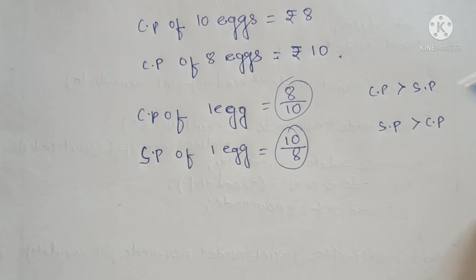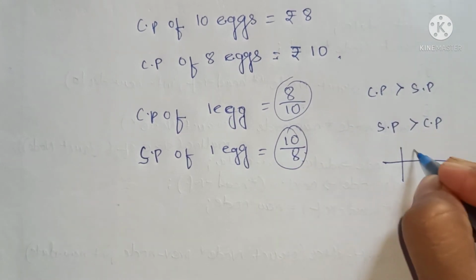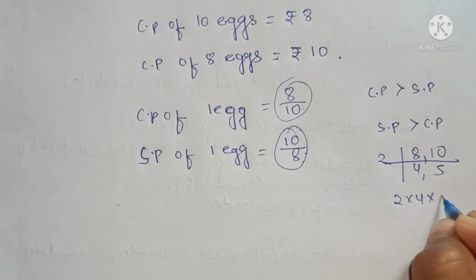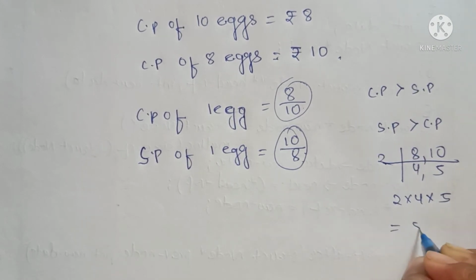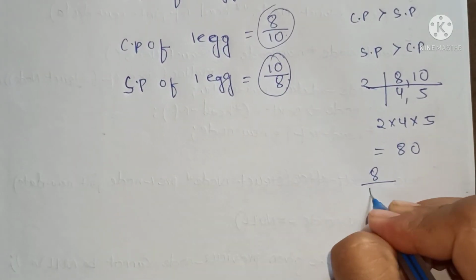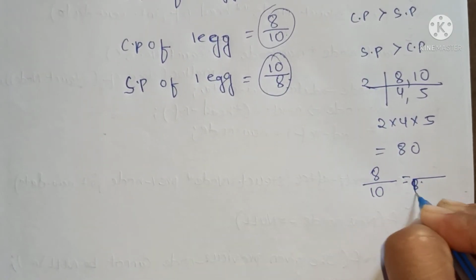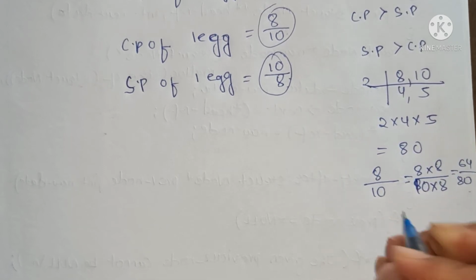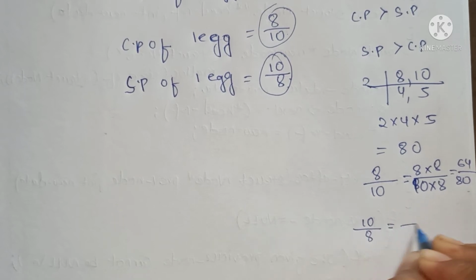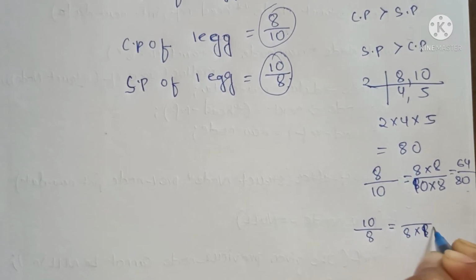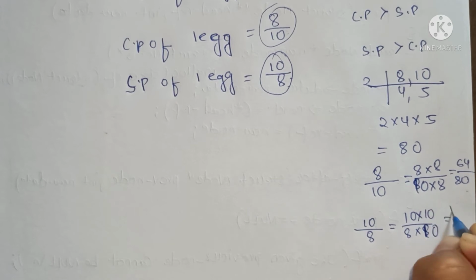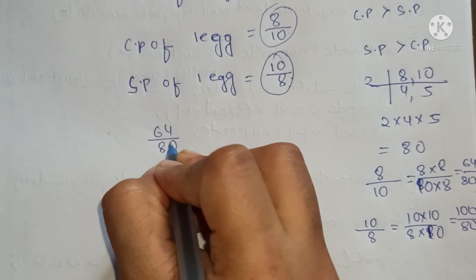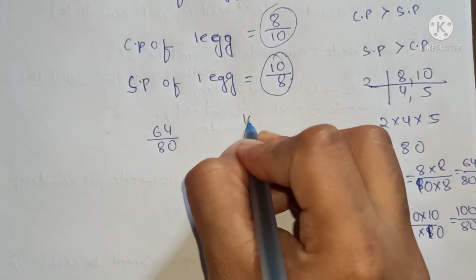How can we compare? If the denominators are not the same, we have to make them the same and then we can compare them, right? So the LCM will be 80. Let us change these fractions into 80 as denominator. 8 into 8, that is 64 by 80. 10 by 8: 8 tens is 80, 10 into 10, so 100 by 80. So 8 by 10 becomes 64 by 80, and 10 by 8 becomes 100 by 80.